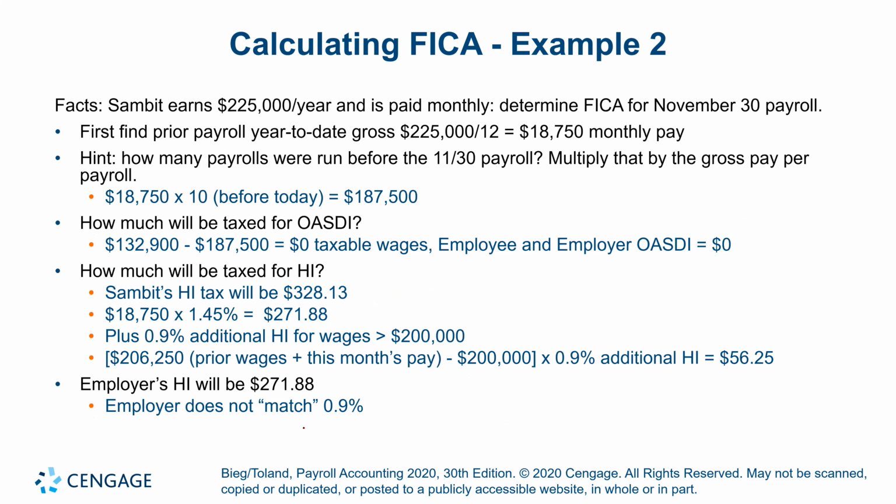Okay. All right, here's another example. It says Sambit earns $225,000 per year and is paid monthly. Determine FICA for the November 30th payroll. So, again, paid monthly, we're going to divide the 225,000 divided by 12. And so this individual makes 18,750 per month. And then, if we're looking at how many pay periods were up until this November pay period, again, this represents beginning cumulative earnings.